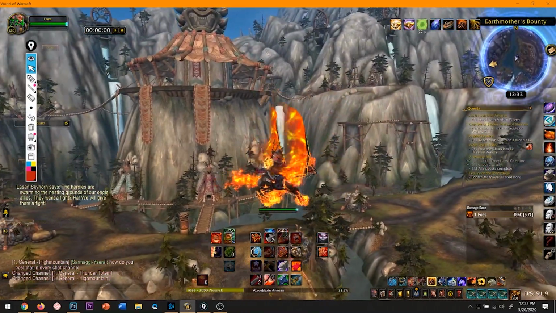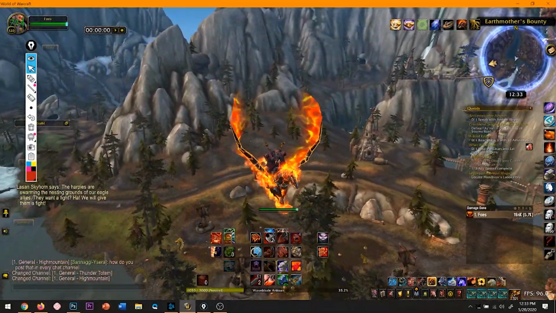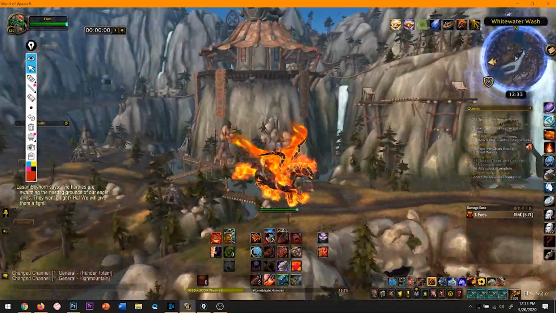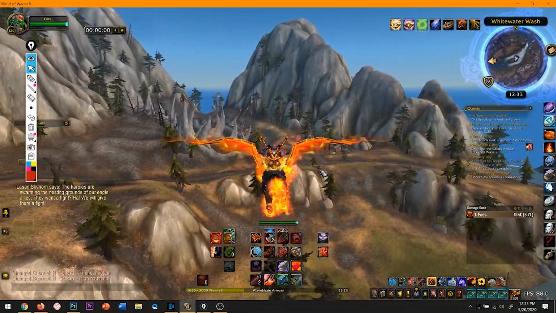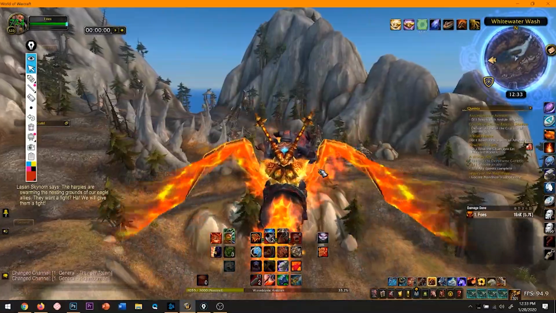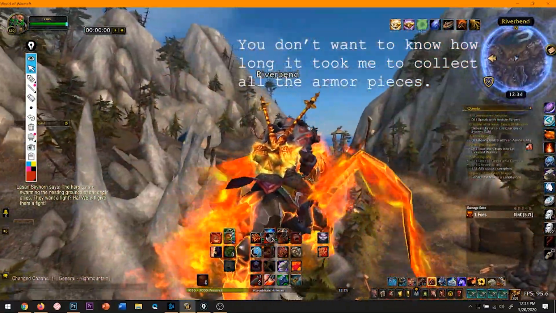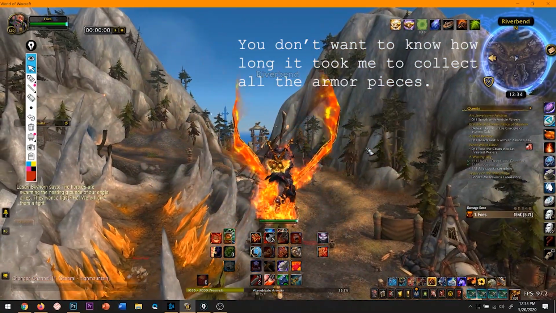I'm not sure how practical this mount would be, because it looks like it would hurt a lot to ride it. Unless my fancy armor is fireproof. Must be, because the armor's kind of on fire. So are my hammers. Alright, let's zoom out.